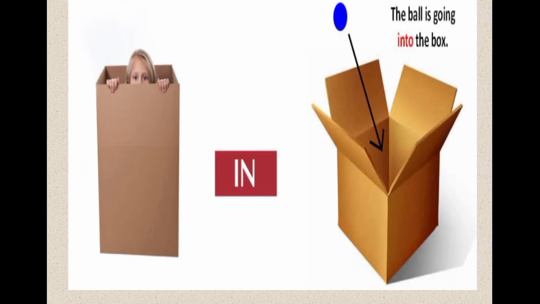Next, over here you can see in means there is rest inside the box, and there is motion inside something. So the ball is going into the box, means there is motion. You can see there is a ball and the box and the motion is there. So we have used into, and over here we have used the preposition in. Hope you understand, students.